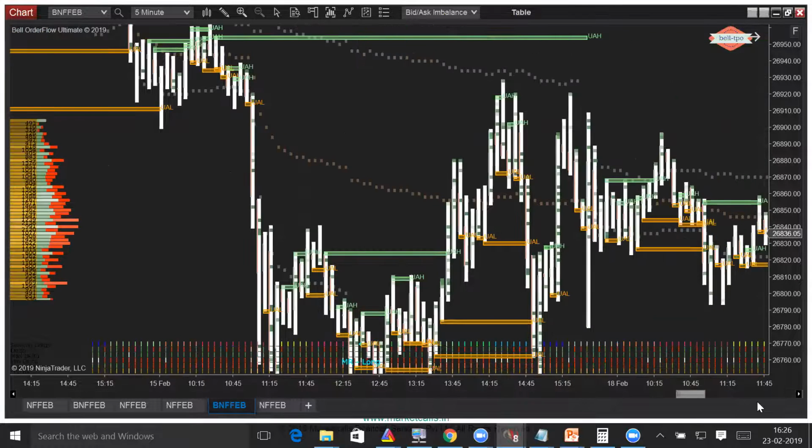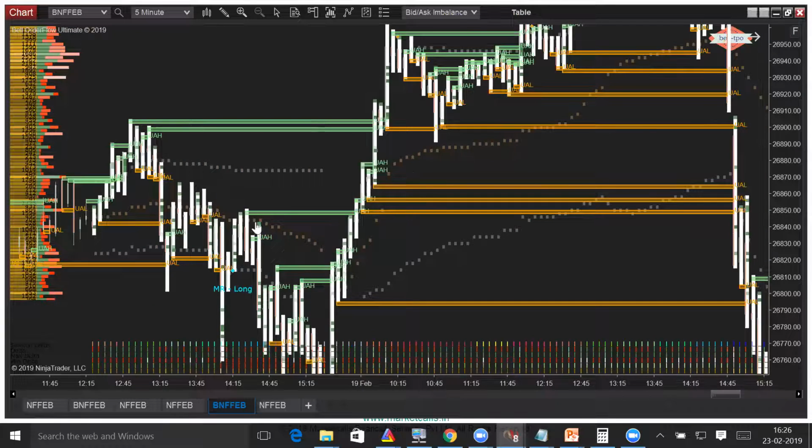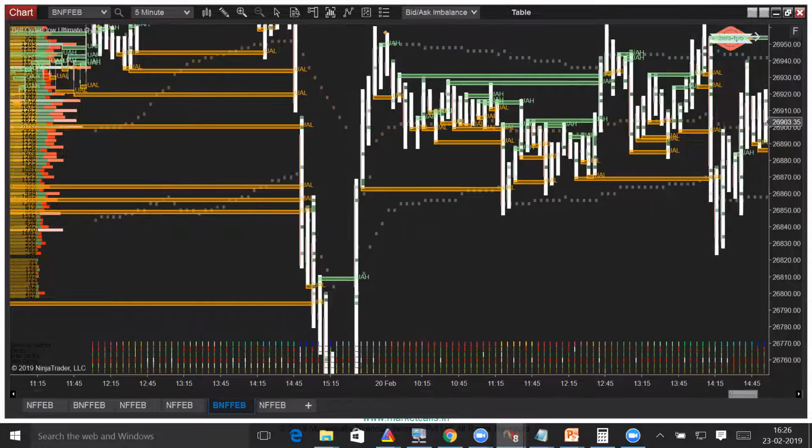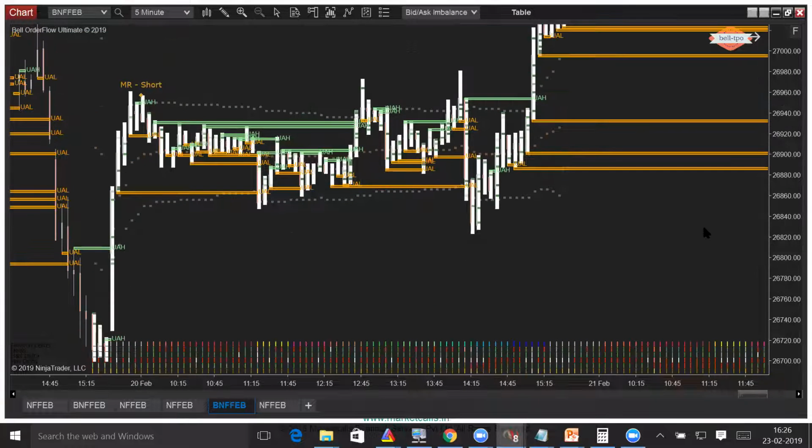My concern is, are there any bigger reference levels? Are there any such bigger reference levels? So now we have a bigger reference level in Bank Nifty on the upper side. Almost all the downside levels got cleared.